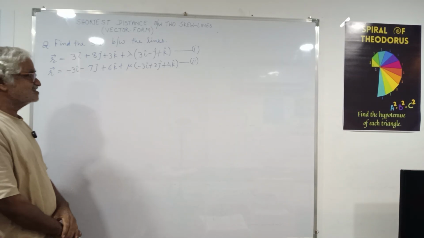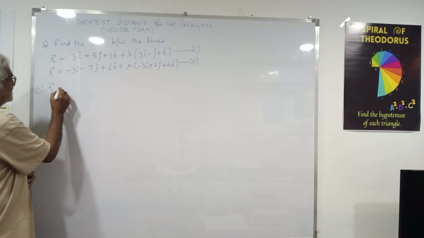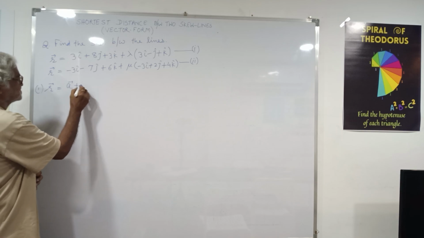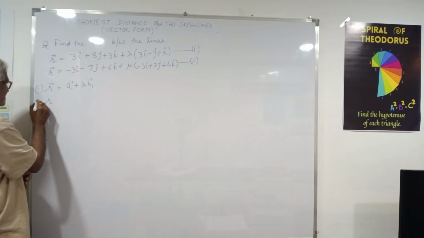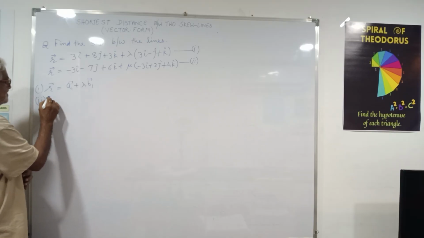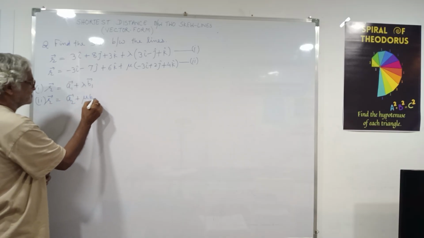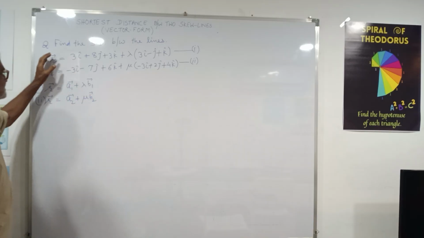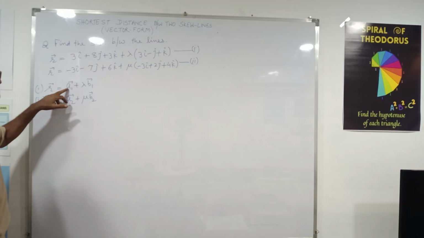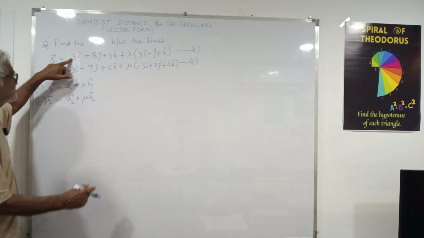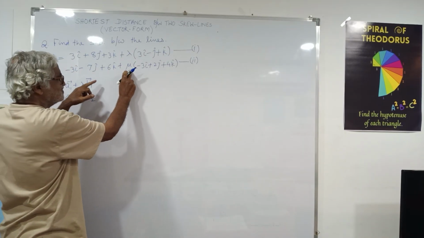So vector equation is, first line is r vector equal to a1 vector plus lambda b1 vector, and second line r vector equals a2 vector plus mu b2 vector. Compare the given lines with this. Position vector of the point a1 is this: a1 plus lambda b1, a2 plus mu b2.